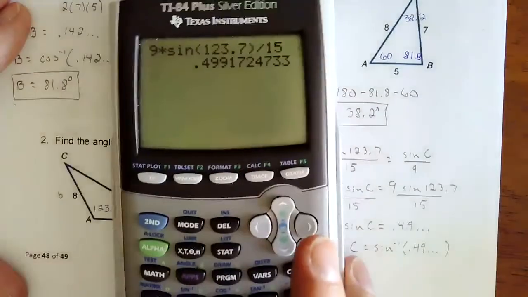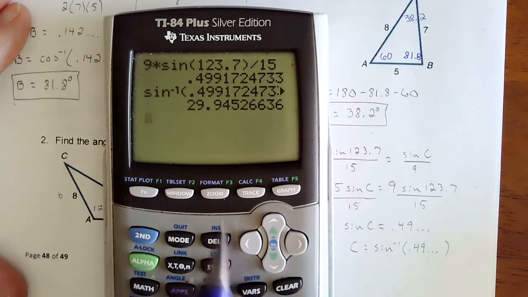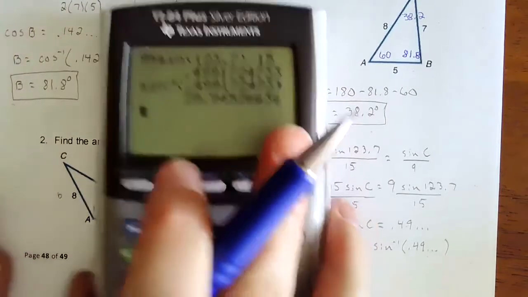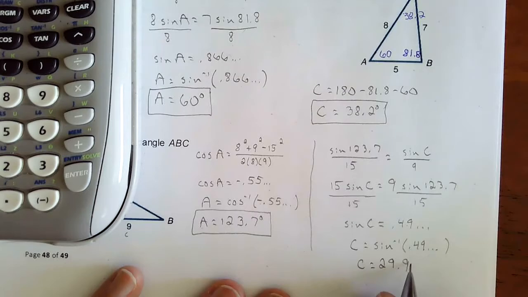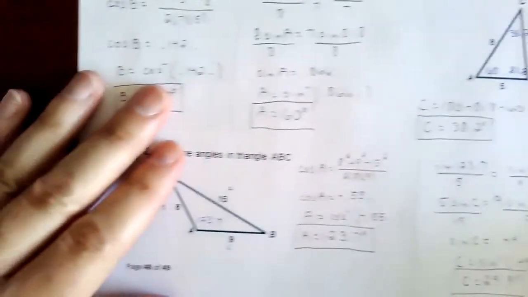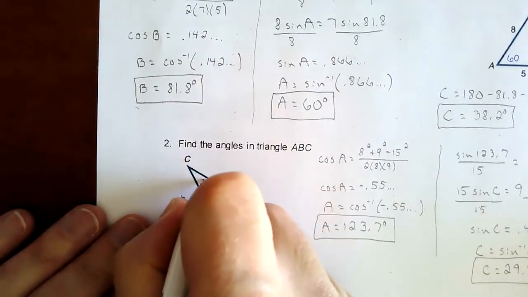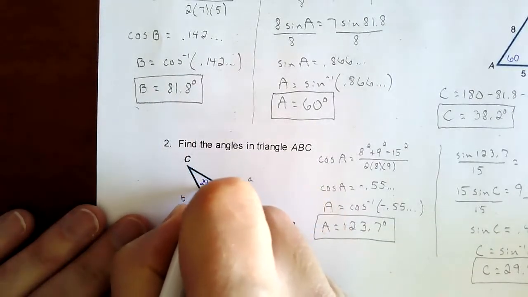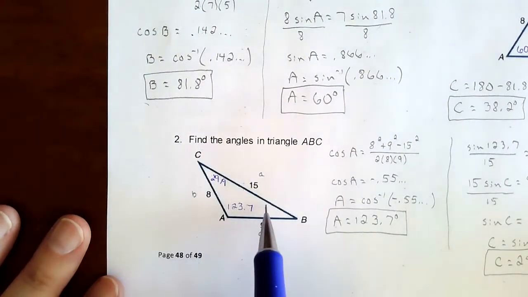So we'll do the inverse sine of that decimal and get ourselves an answer. So 29.9, that's going to be another angle measurement. So angle C equals 29.9 degrees. All right, so we are almost done. So we can throw that into the picture that angle C was 29.9. And basically we're left with, we have 2 out of 3 angles.